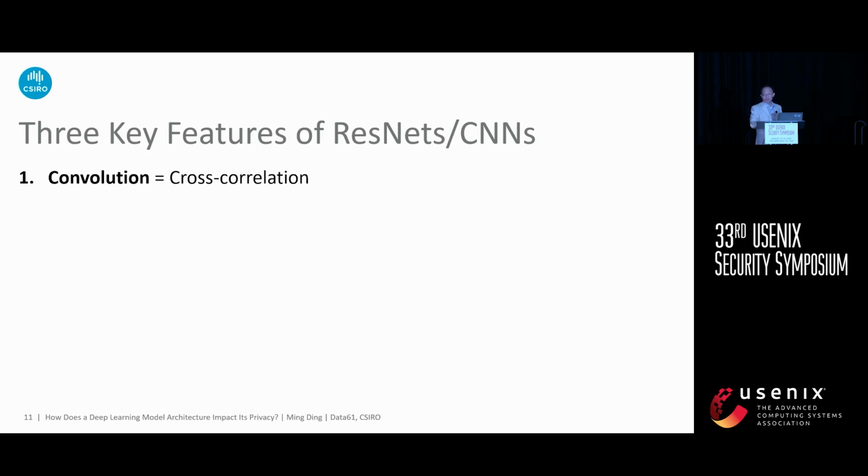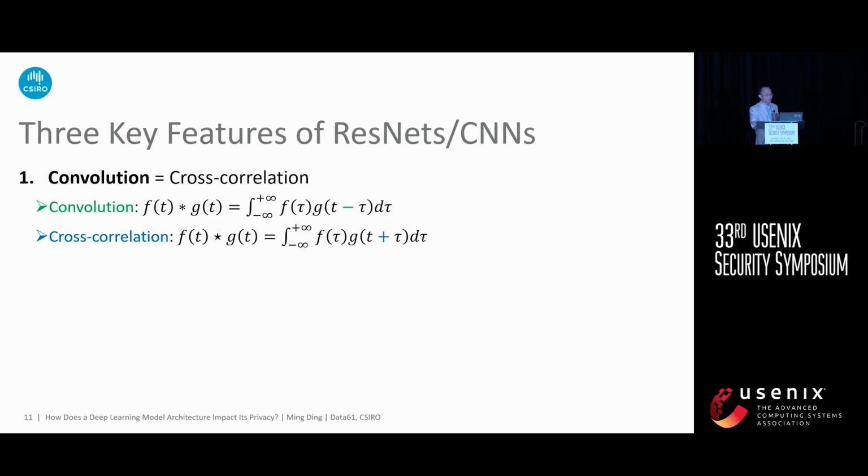So first feature is convolution. Mathematically speaking, convolution is very similar to cross-correlation, which can be seen from the mathematical definitions here. The only difference in those 2 definitions is the sign in the filter function, denoted by G tau. So that means if you want to flip your filter, you will get convolution. If you don't flip your filter, that's cross-correlation.